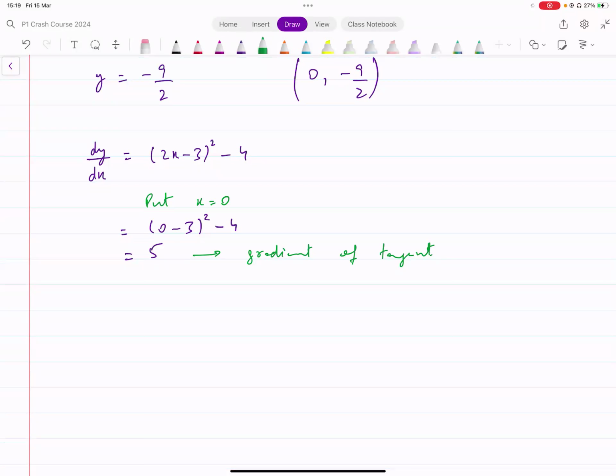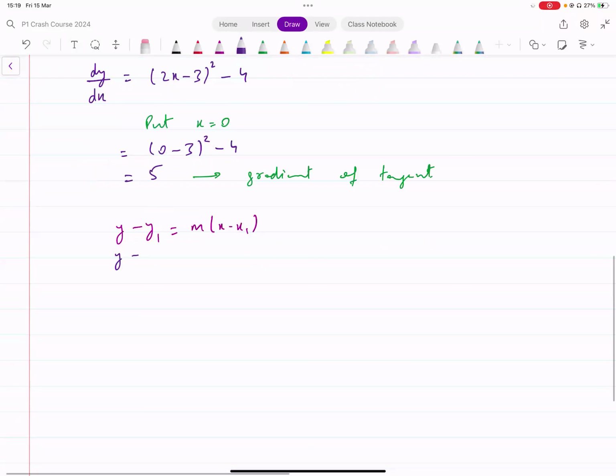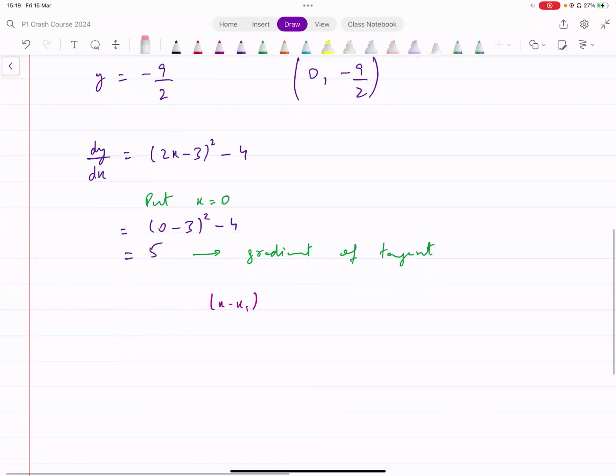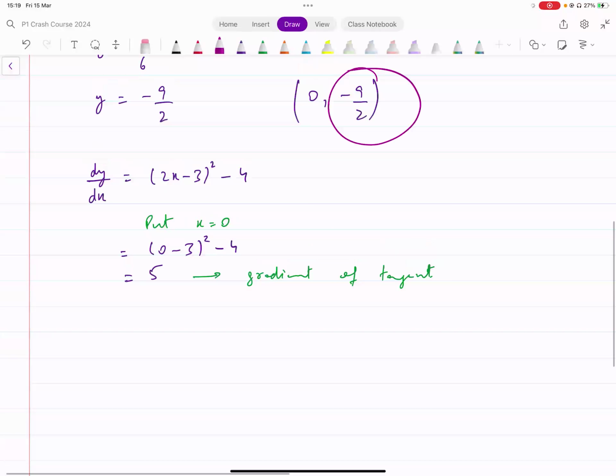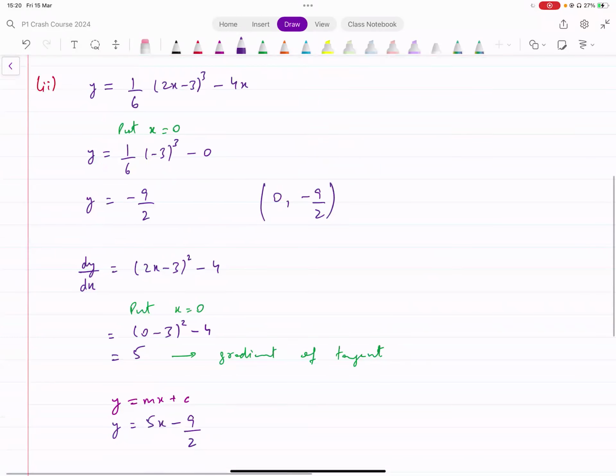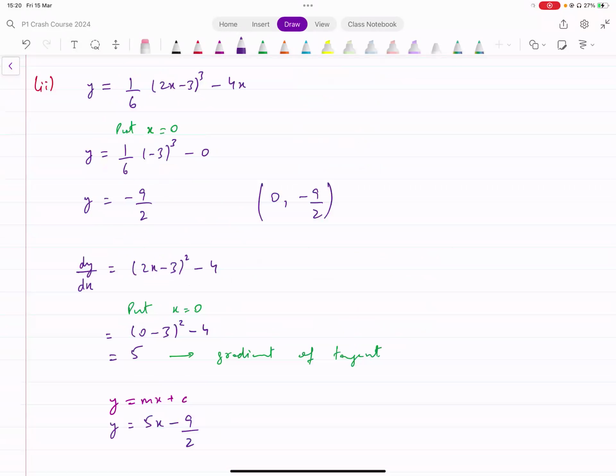Now we can write down the equation. The equation is going to look like this: y minus y1 equals m into (x minus x1). In fact, we could actually use y equals mx plus c. That's going to be quicker because we have the y-intercept here. That's going to give you y equals 5x minus 9 over 2. That's the equation of the tangent that we were looking for. Make sense? Any problem with this? Any questions, anyone? No?